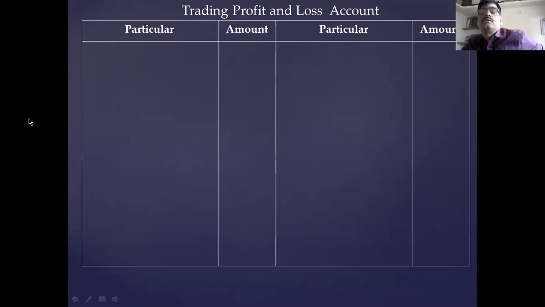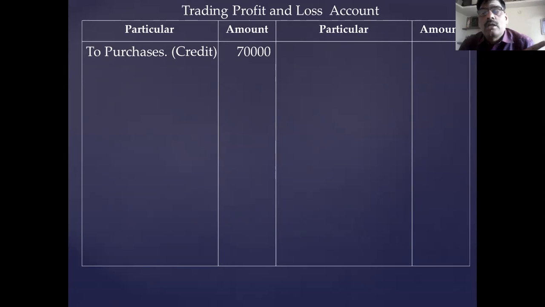This is the trading account. In the trading account, there is no opening stock. There is no opening stock in the statement of affairs. Directly I take the purchase. That purchase is credit purchase, 70,000. Then there is no wages, no manufacturing expense, no other expense related with trading account. Directly I go to credit side. In the credit side, first is sales, but sales is unknown. I don't know the sales. Therefore, closing stock is given. Closing stock is 3,500 I have taken.